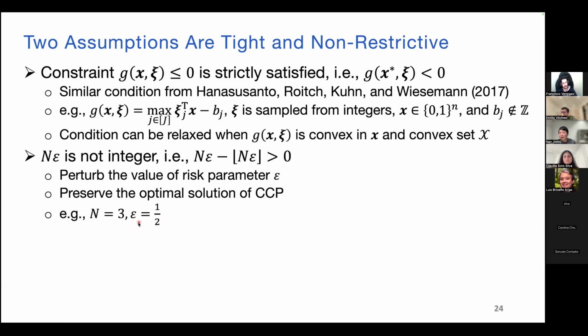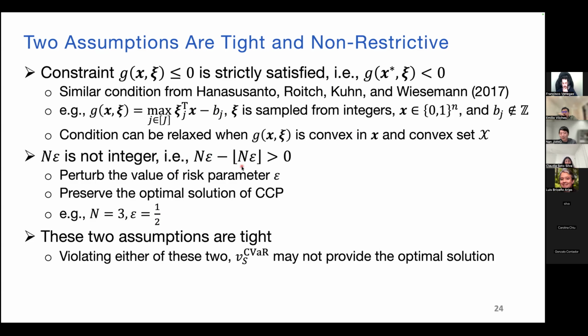We actually can manipulate this value here. Let's say we have 3 scenarios and epsilon is 1/2. We know we need to satisfy 2 of them. So you can also change this epsilon to 1/3. But this is our condition, because we actually show that these two conditions are tight. Violating either of them, we are not going to provide the optimal solution for the original chance constraint programs.